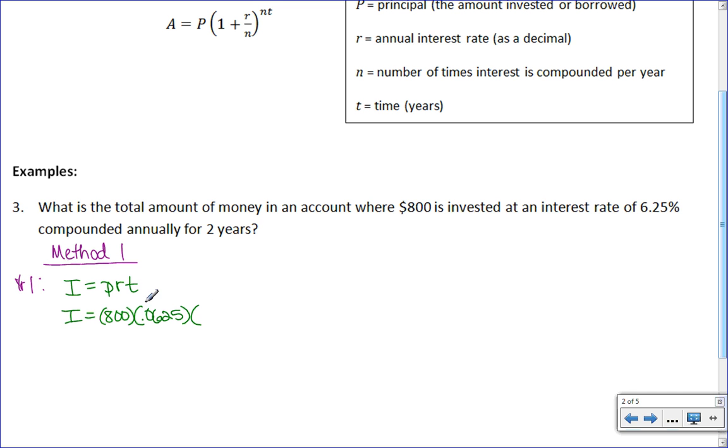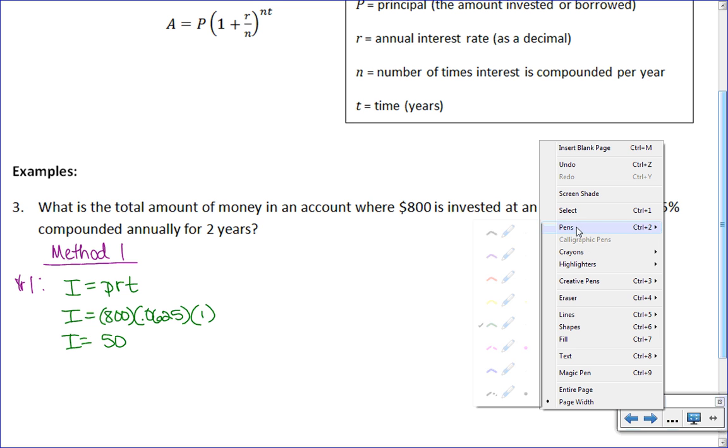And the time, be careful here, because we're talking about compound interest, we don't want to put 2, because we want to split this into 2 separate years. And because it's compound interest, we're going to earn interest on whatever interest is earned in year 1. So this will just be 1 year for now. And when we multiply these, we find out that the interest earned at the end of the first year is $50.